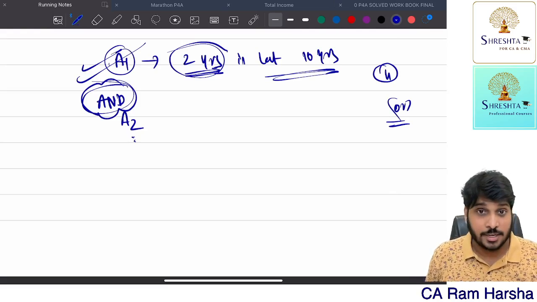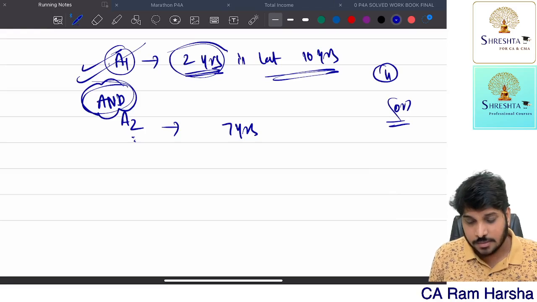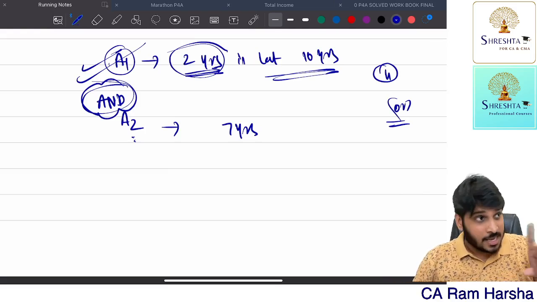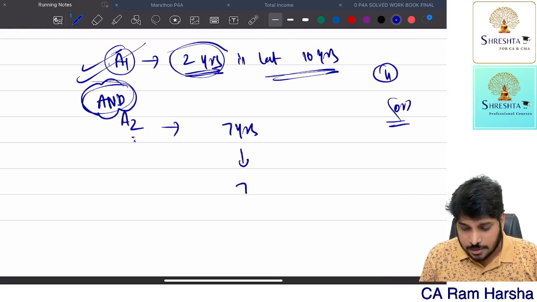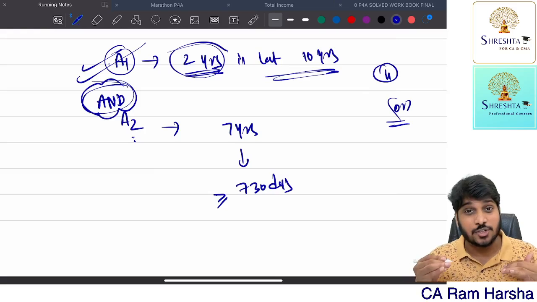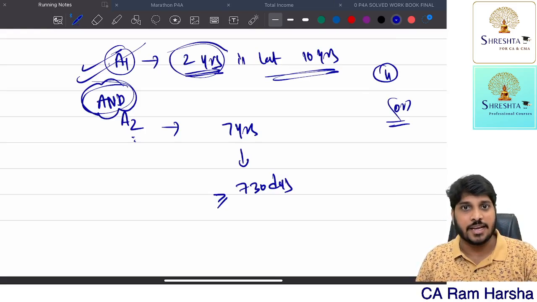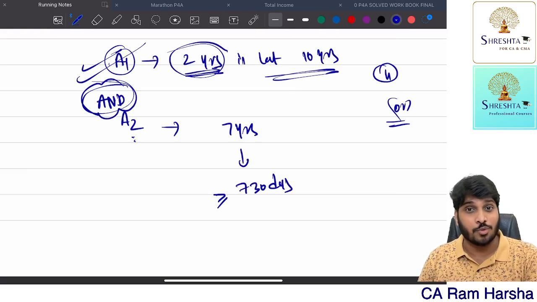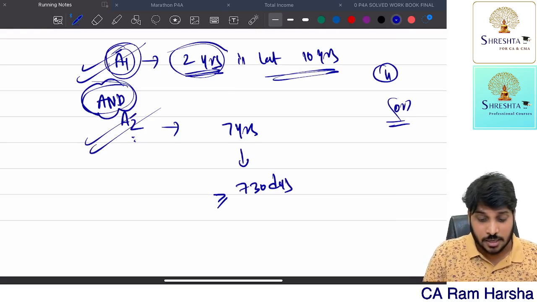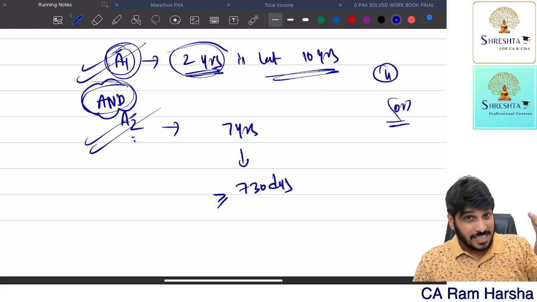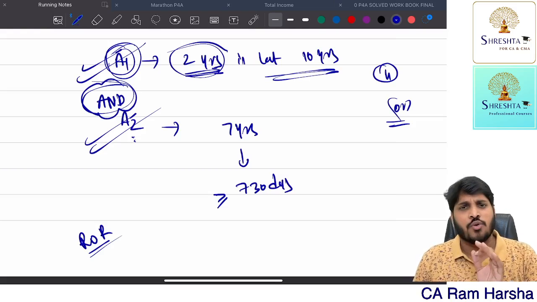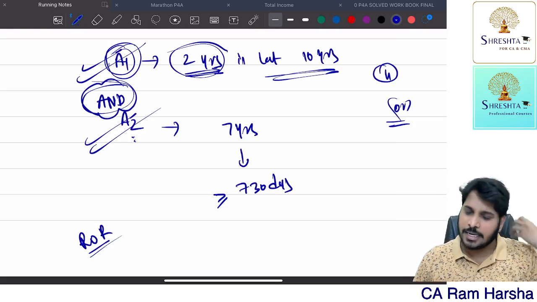Now A2, in the last 7 years, ignore 20 to 23. We are checking for 20 to 23. Ignore that. Before that, 7 years, 730 days or more. You stayed for 730 days or more in the past 7 years put together in India. Getting it? Then A2 is satisfied. Suppose B1 or B2, any one is satisfied, and A1 and A2 both are satisfied. You are resident and ordinarily resident.